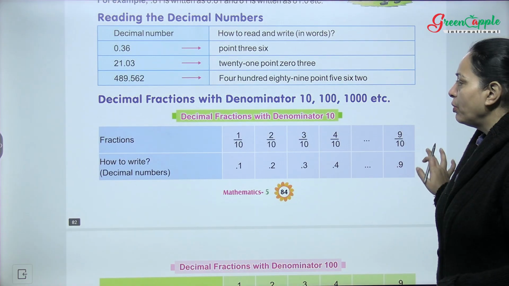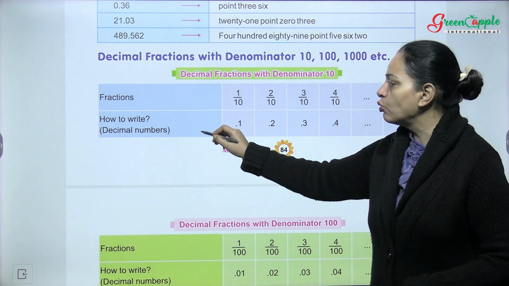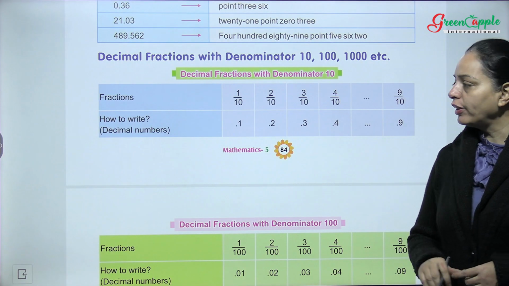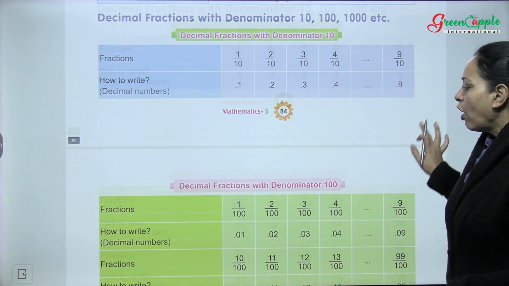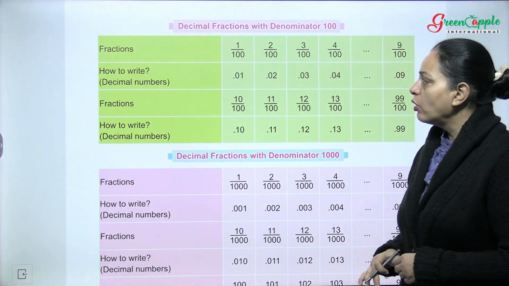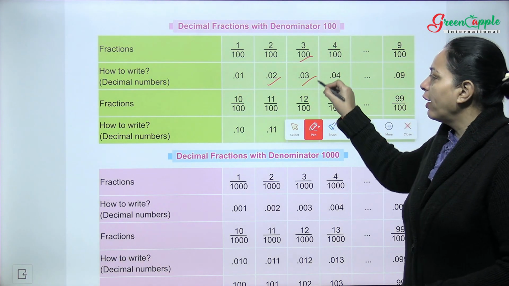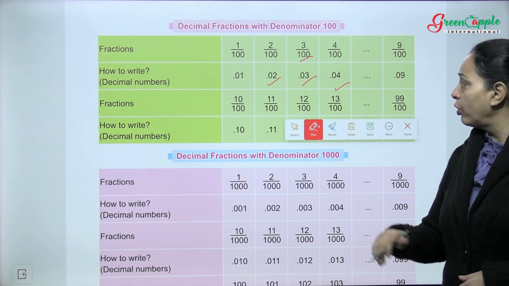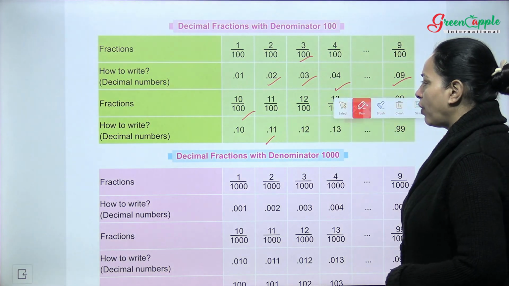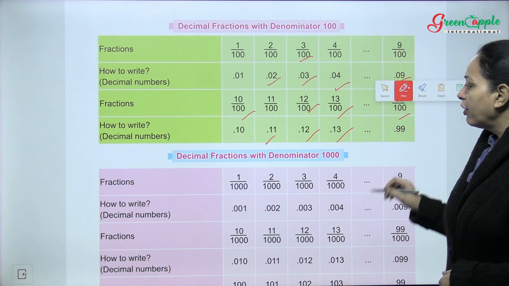Now decimal fractions with the denominator 10, 100, 1000, etc. So here, decimal fractions with the denominator 10. Here the fraction is given and we write it using a decimal point. So 1 upon 10 is 0.1, 2 upon 10 is 0.2, 3 upon 10 is 0.3, 4 upon 10 is 0.4, like this. Now decimal fractions with the denominator 100. Like fraction 1 by 100, how will you write it? 0.01. 2 by 100, 0.02, 3 by 100, 0.03, 4 by 100, 0.04, 9 by 100, 0.09, 10 by 100, 0.10, 11 by 100, 0.11, then 12 by 100, 0.12, 13 by 100, 0.13, then 99 by 100, 0.99.